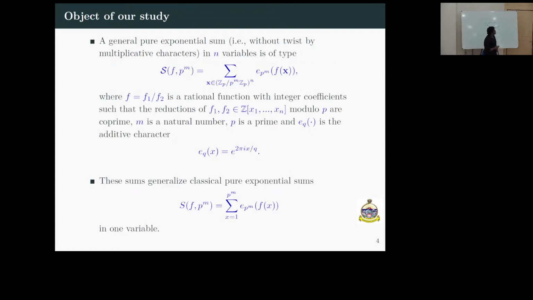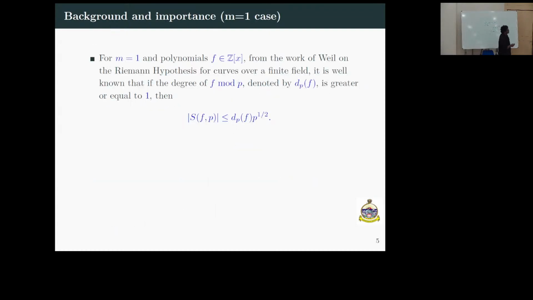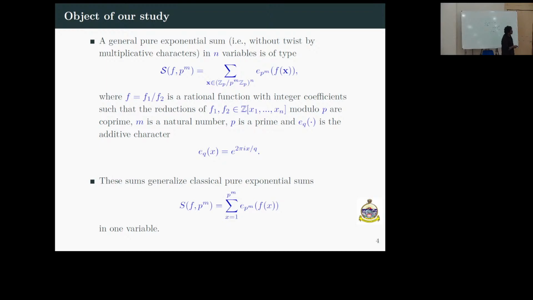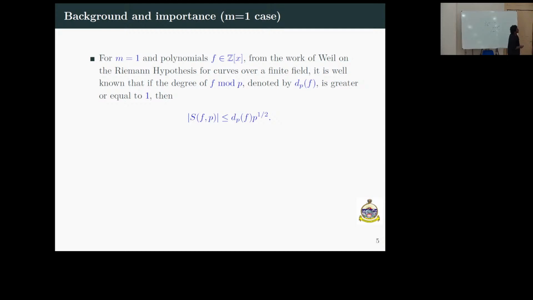Okay. Now naturally, as we have said, what is the trivial bound here? This is p power n, right? For the m equal to 1 case, this is a famous work of Weil. One can show there exists cancellation of such sums. This can be bounded by some constant times the square root of p, and this constant is basically the degree of this polynomial f modulo p, right?